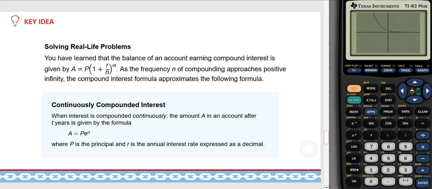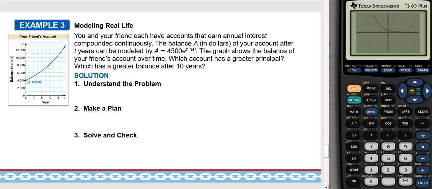So looking at that, if I had a situation like this one here, you and a friend each have accounts that earn annual interest, compounded continuously. The model for your account after t years is modeled by A equals 4,500 times e to the 0.04t power. And then your friend's balance is shown by the graph. So they have a couple questions there for us.